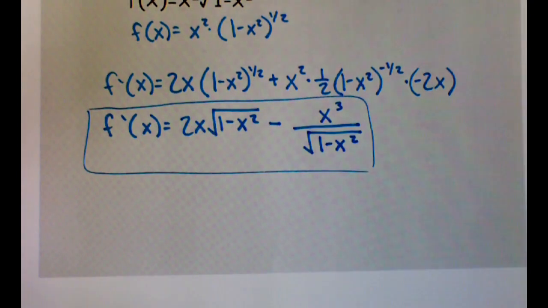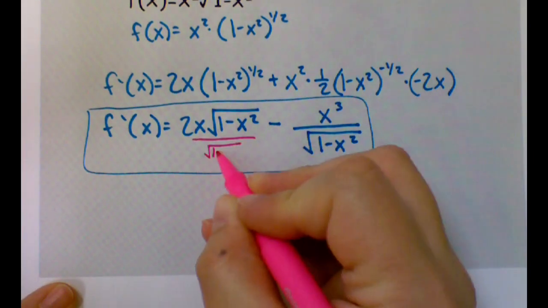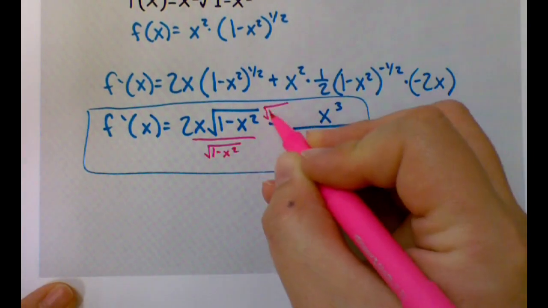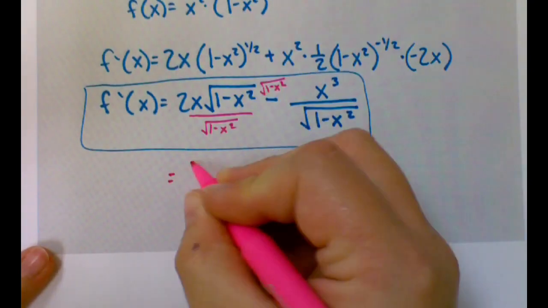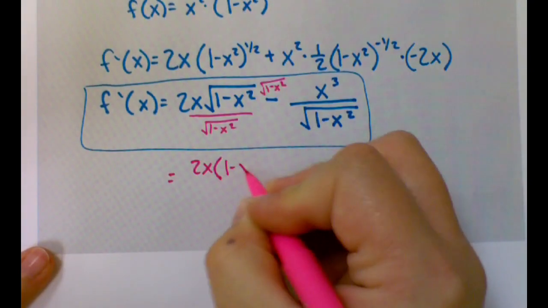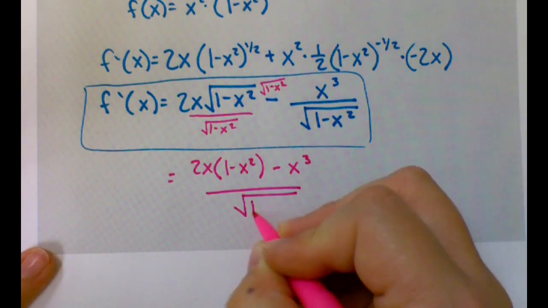Or we could keep going and actually combine this into one fraction. To do that, we need this part to be over the square root of 1 minus x squared. So we multiply by the square root of 1 minus x squared, which makes it 2x times 1 minus x squared minus x cubed, all over the square root of 1 minus x squared.